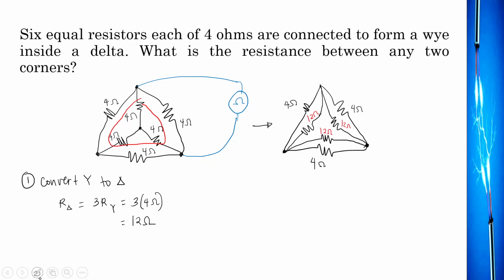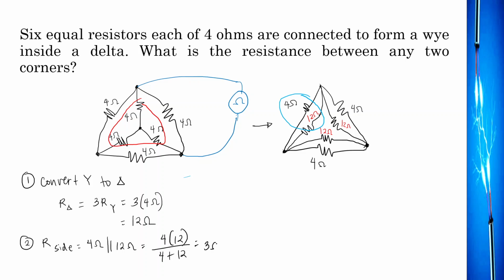Ngayon, kung titingnan din natin, bawat corner, parallel connection ng 4 at saka 12 ohms. So, kung ipaparallel mo yung 12 at saka 4, ano ang magiging resistance kada side? Iparallel mo lang yung 4 sa 12. Or simply, 4 times 12 divided by 4 plus 12. So, ano magiging sagot natin? Ang sagot po ay 3. So, ano nang magiging itsura ng circuit natin? Pakita ko na kung ano magiging itsura.